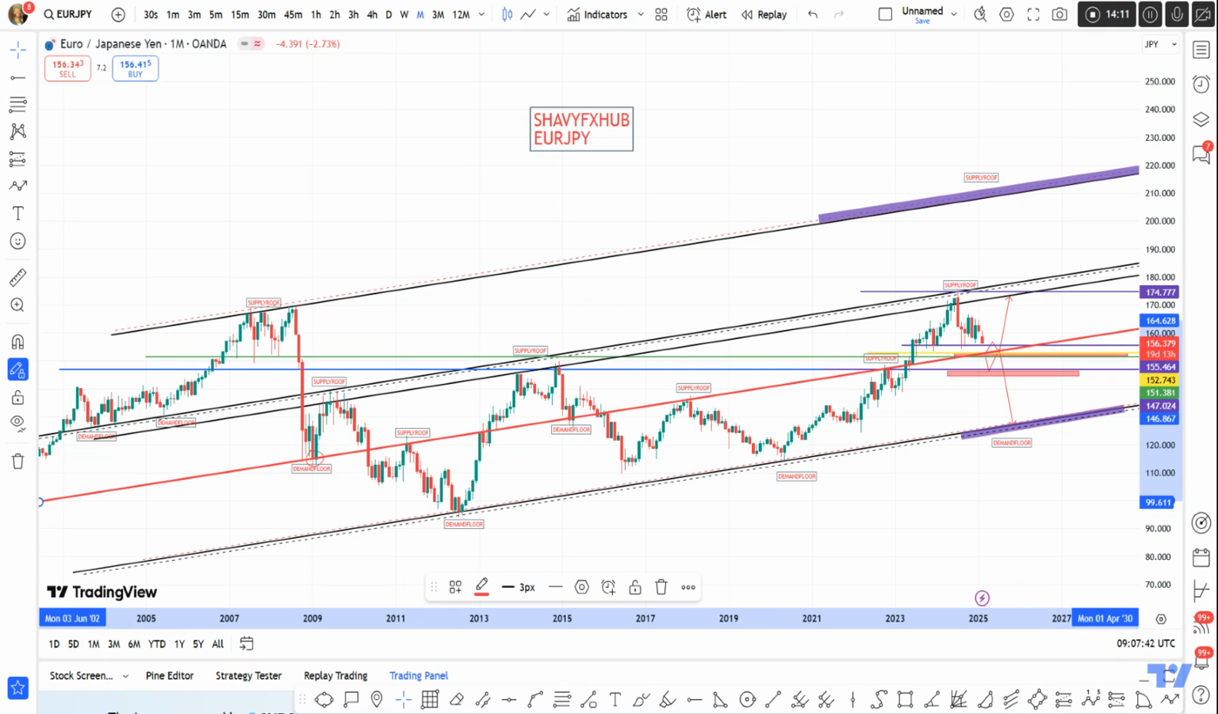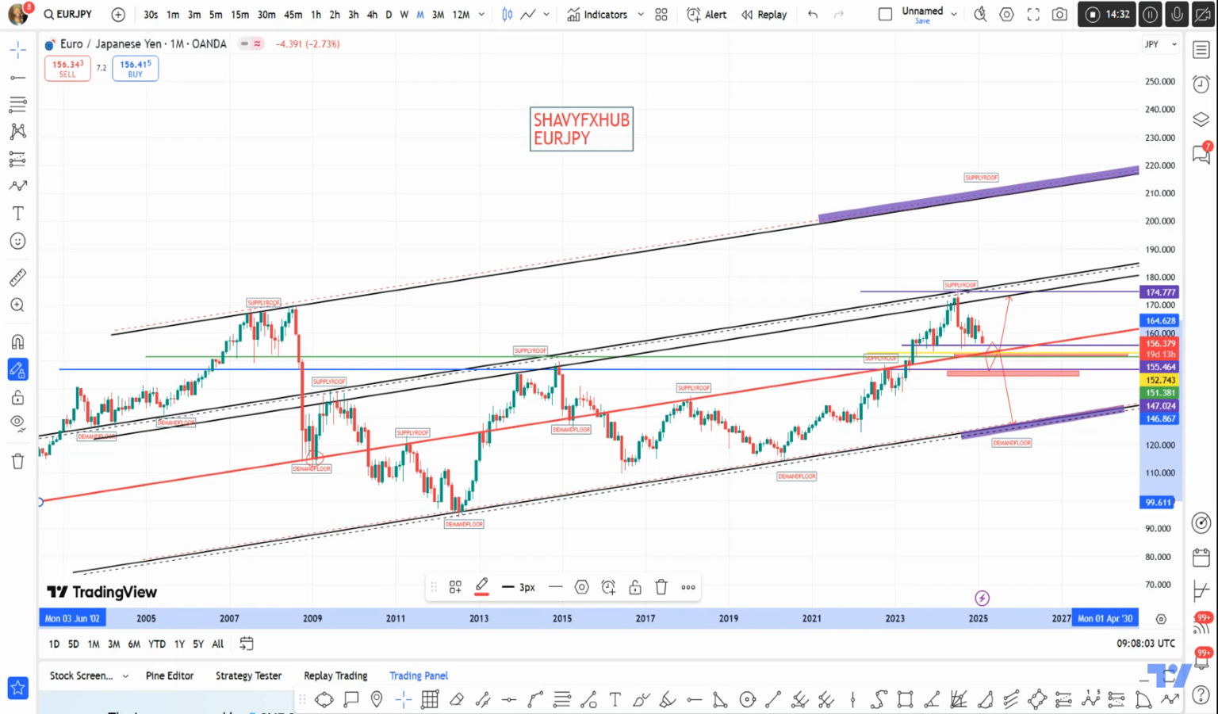So I'm looking for price coming deeper into my structure. I'm looking at 155.464. I'm looking at that level. So you can write it down: 155.464 level. And our prime level is going to be 152.743. This is our key area which we are looking for.